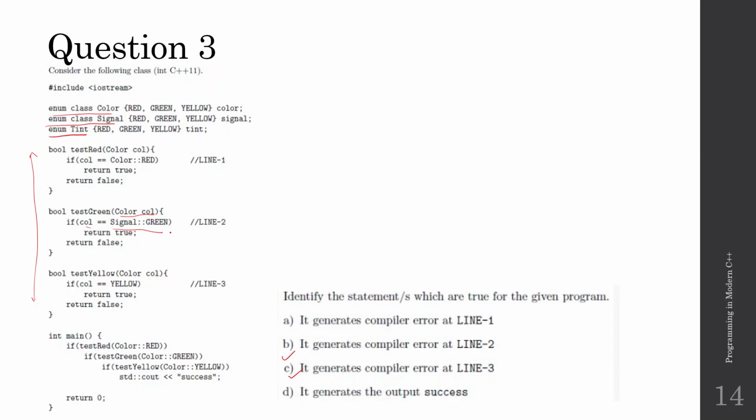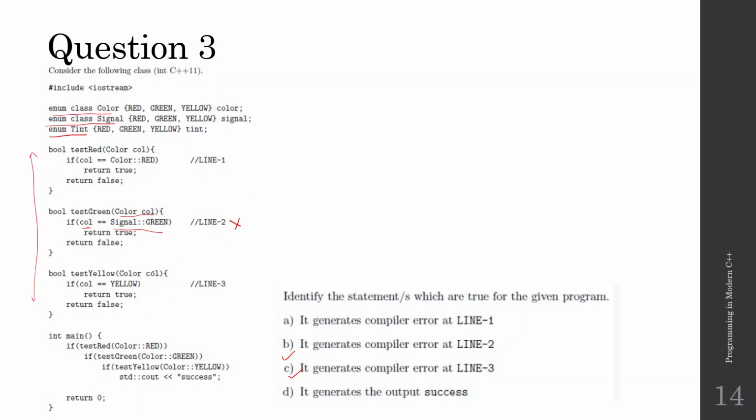Obviously, logically this does not make sense. If it was the previous kind of enum, not the new kind, then this would work. Why? Because the enums are implicitly converted to integers, so they would be converted to integers and compared, and it would match also. But in this case it gives a compiler error because the compiler will say that they're different types of enums, you cannot compare them, so you cannot say that a color is equal to a signal. So this will generate an error.